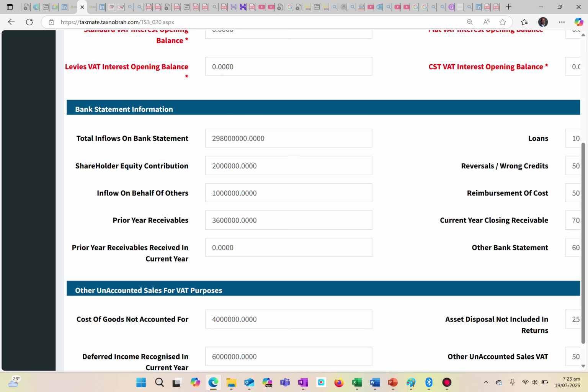Then inflow on behalf of others. Those credits, was any of them on behalf of others? So someone made a payment, a client made a payment to you, saying go and pay my taxes for me. So that one is on behalf of others. So you provide it here.